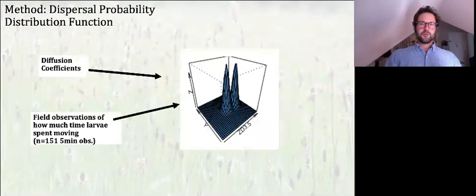So with these diffusion coefficients, combined with field observations of how much time larvae are actually spending moving, I was able to come up with dispersal probability distribution functions. And this is essentially just a 3-dimensional bell curve. Here you can see 2 of these that represent 2 different nests. The overlap where they're intersecting shows how much expected contact we would have between 2 nests at a given distance apart.